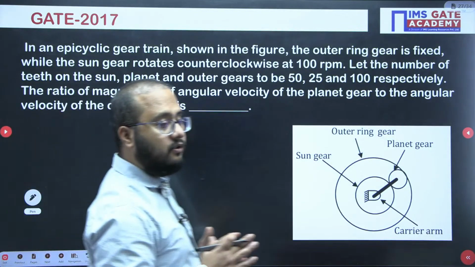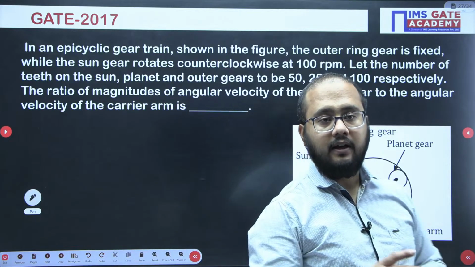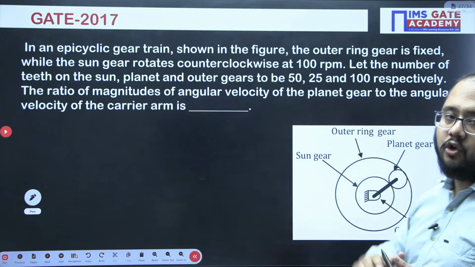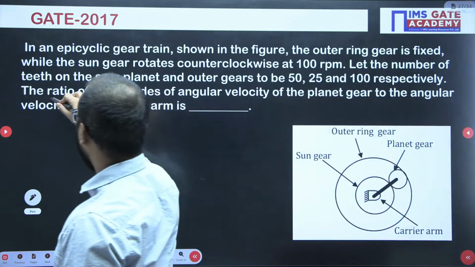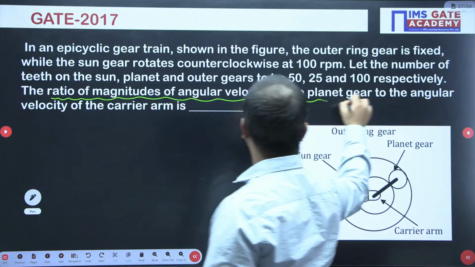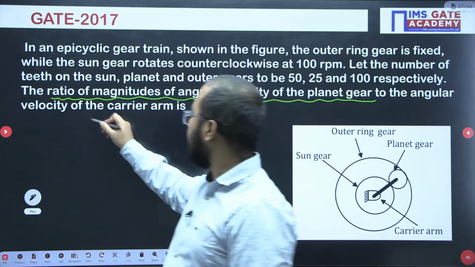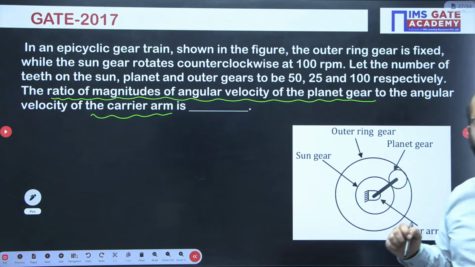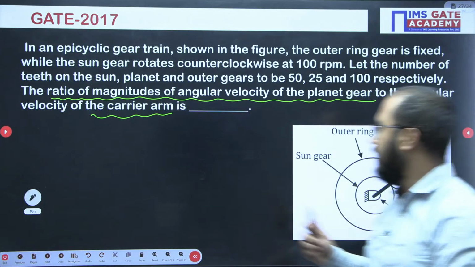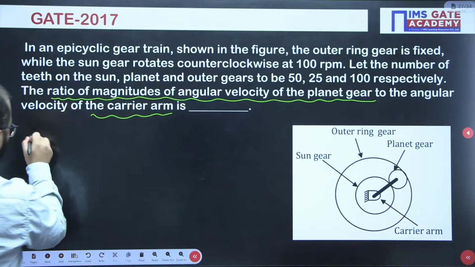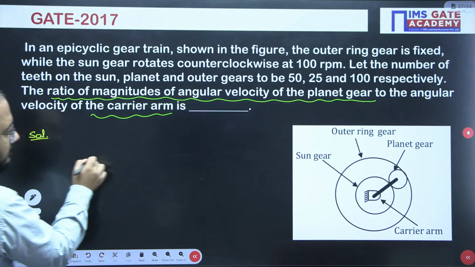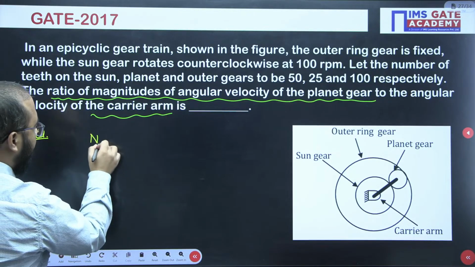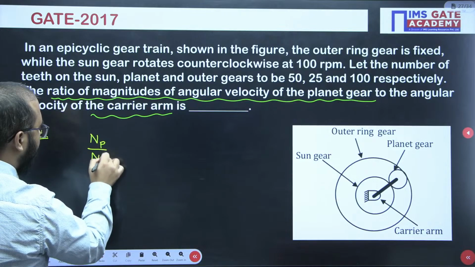Now read this question again very carefully, because in this case they are not asking for any one velocity, they are asking for the ratio. They are asking the ratio of the magnitude of angular velocity of the planet gear to the angular velocity of the carrier arm. Planet and carrier arm they are asking. So let me just write down the parameter that they are asking: NP by N arm.